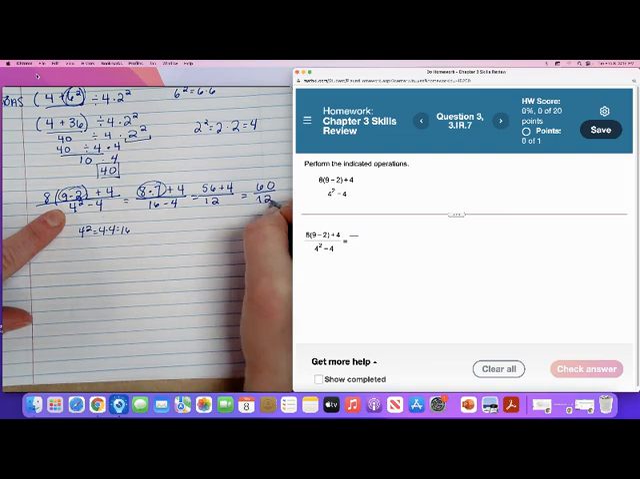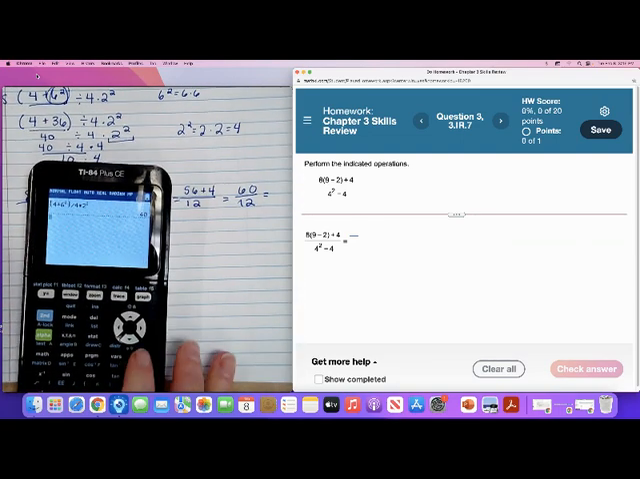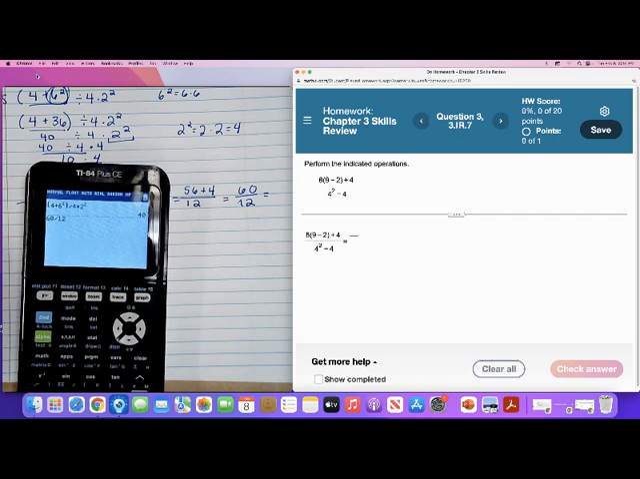So I'm just going to keep on carrying that. 60 divided by 12 is 5.